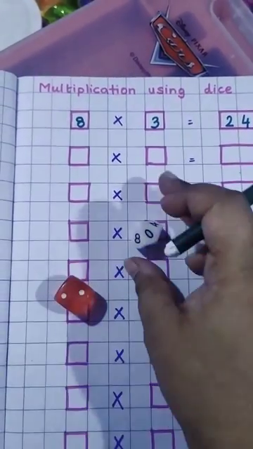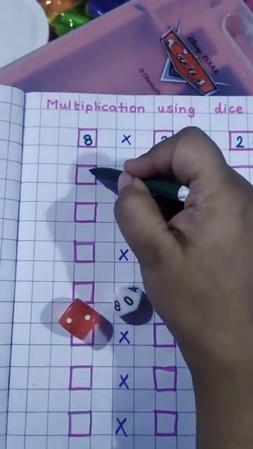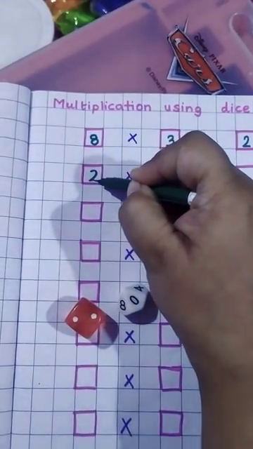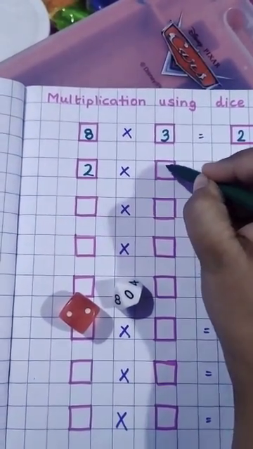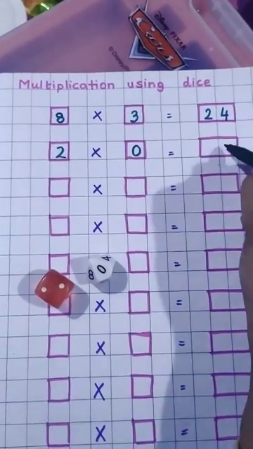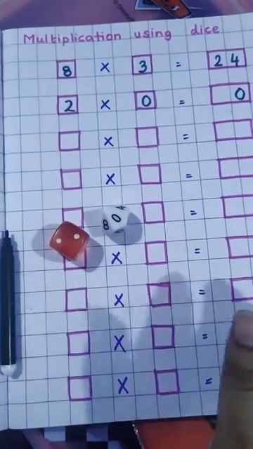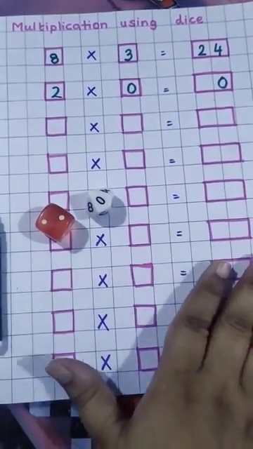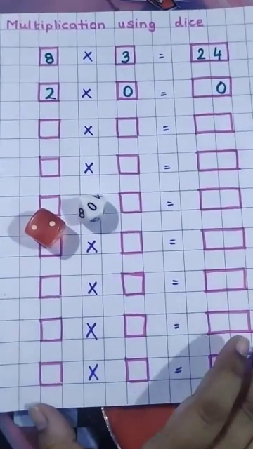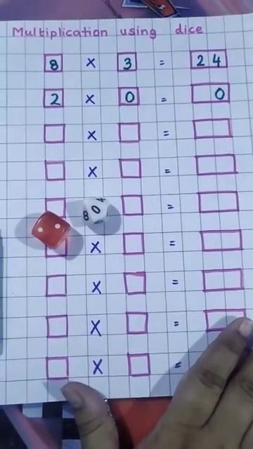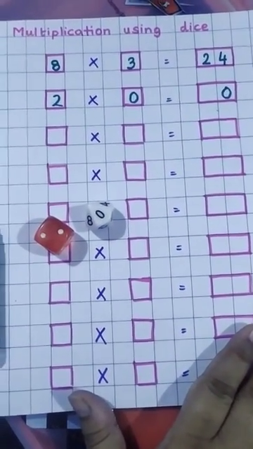So in the same way, the child will be throwing the dice. For example, here it is 2 times 0. So again, the child will be writing 2 times 0 is 0. So this is how the game will proceed, and then you can always make this list ready for your child, and then you can practice multiplication games.